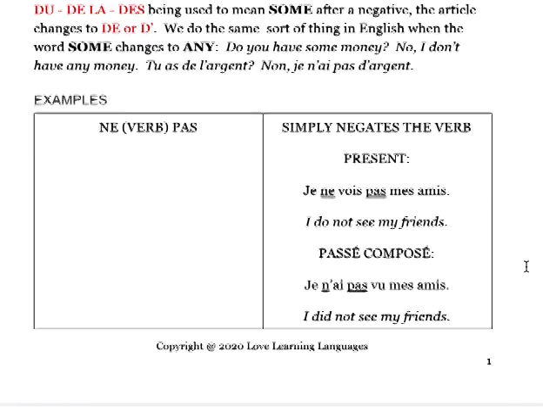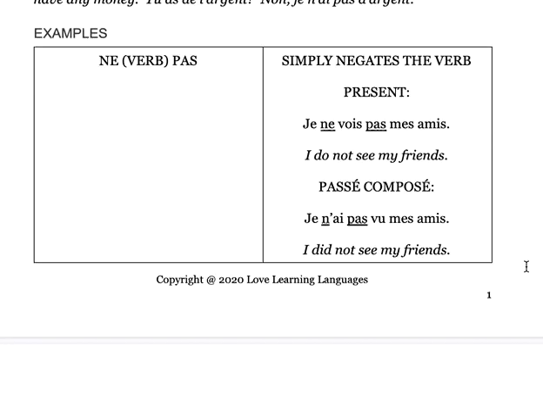In French, you do it a different way. In the passé composé, you have a helping verb, right? In this case, it's avoir. So we say, je n'ai pas vu mes amis. And the ne and the pas have to go around the helping verb in the passé composé.